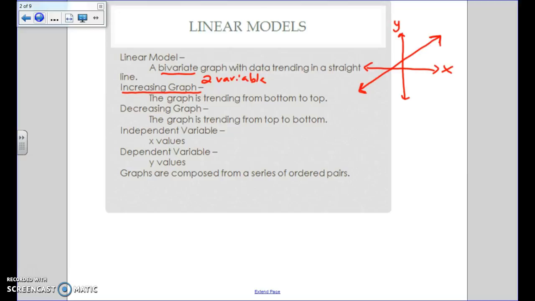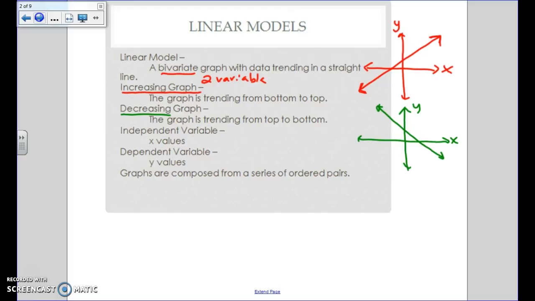And then there's also what we call a decreasing graph. It's going from top to bottom. So if I had another model here, x and y, it would be decreasing. Okay, and so for this section, we're just going to really be looking at the increasing graphs and the decreasing graphs. Okay, but they are both linear because the data follows a straight line.